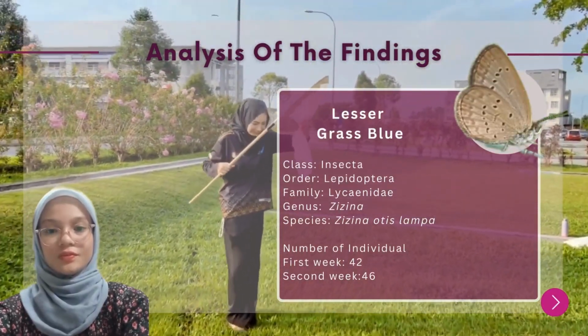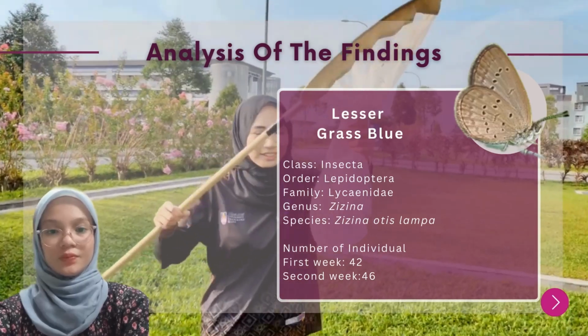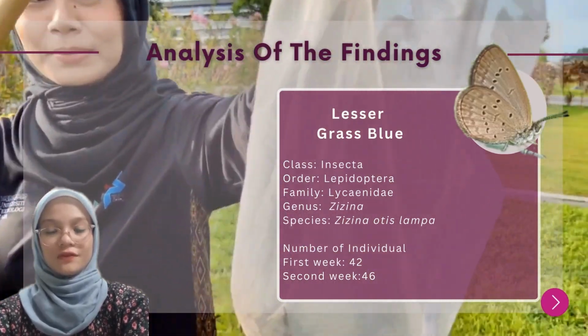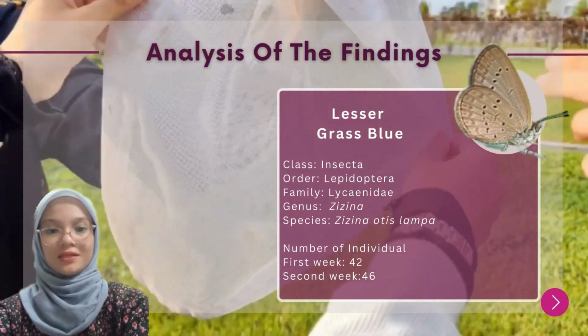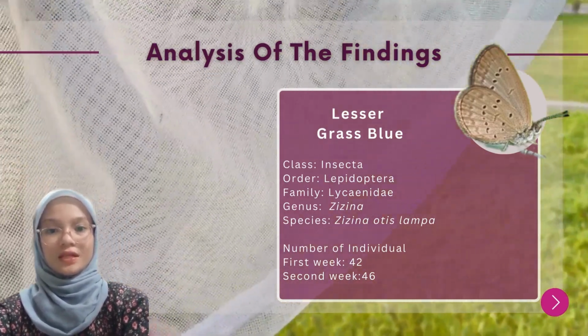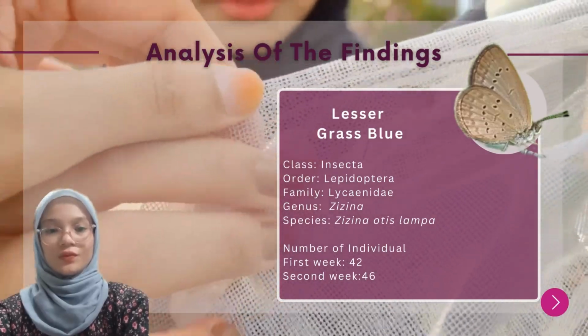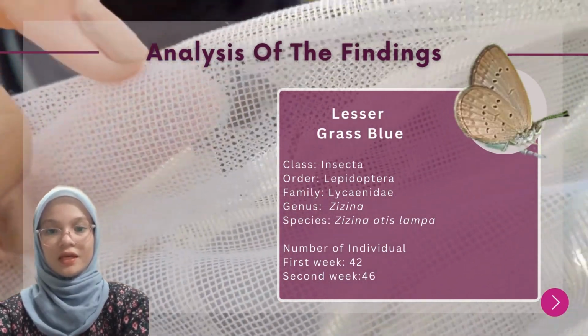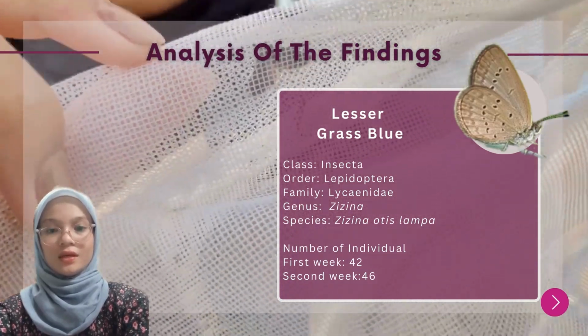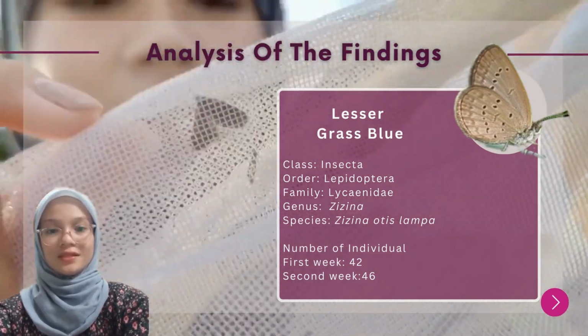The first species is lesser grass blue. This beautiful creature belongs to the class Insecta and the order Lepidoptera. Specifically, it falls under the family Lycaenidae and the genus Zizina. Its scientific name is Zizina otis lampa. From the data we have gathered, for the first week, we observed a total of 42 individuals of the lesser grass blue butterfly. Moving on to the second week, the number increased slightly to 46 individuals.